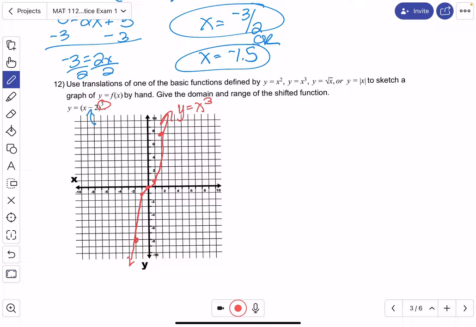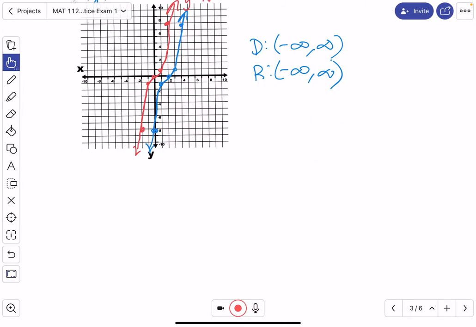Inside the parentheses means we're going right 2. So I'm just going to take each of these points and move it to the right 2. And now I have the transformed function. Domain and range of this, well, there's arrows going up and down, so it's going to be -infinity to infinity for both of those. So that's number 12.